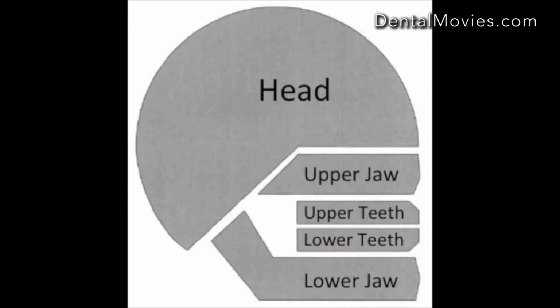This is an example of the ideal positions of both jaws and the teeth. Someone with good facial harmony may look like this. As you may notice, everything is well balanced.